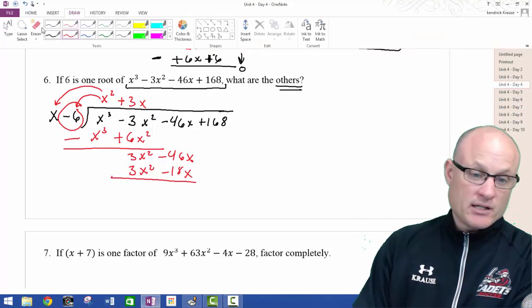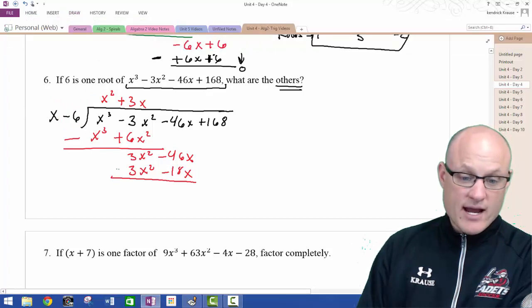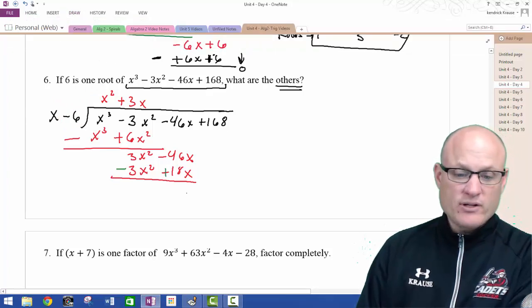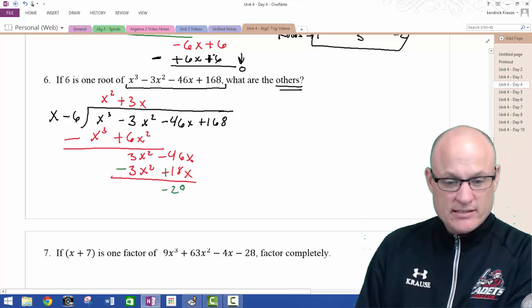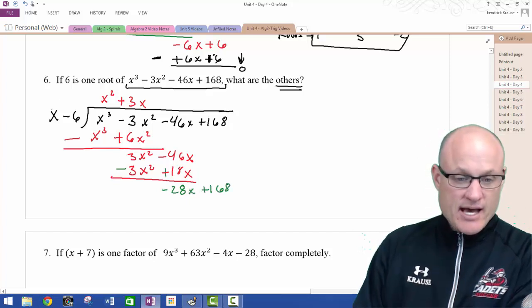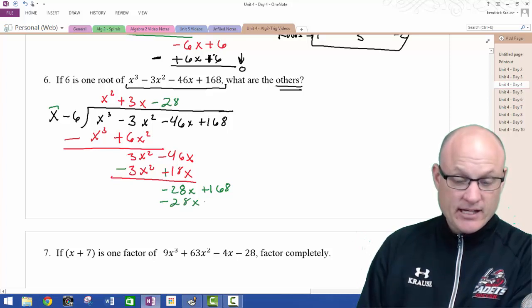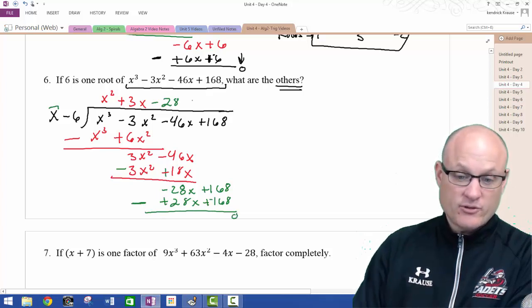All right, let me get rid of some of my lines. And get to a new color. We're going to subtract, which means I turn add. And negative 46 plus 18, I believe, is negative 28x. Bring down the 168. X here times negative 28 gives me negative 28x. And negative 28 times negative 6 is positive 168. We're going to subtract, which turns this to plus, this to minus, remainder of 0, which I should have.